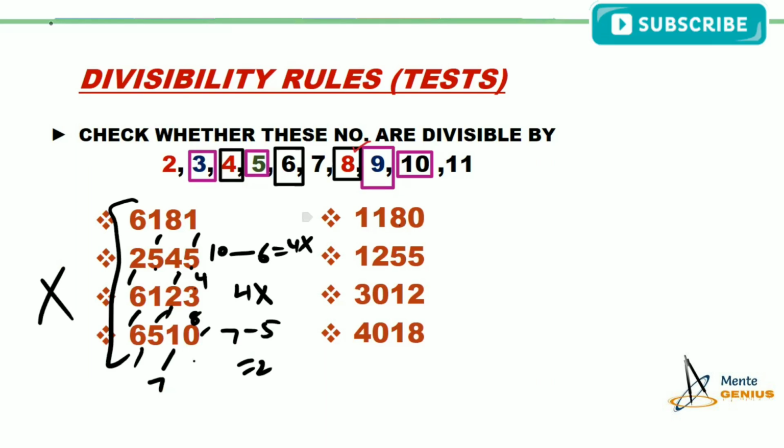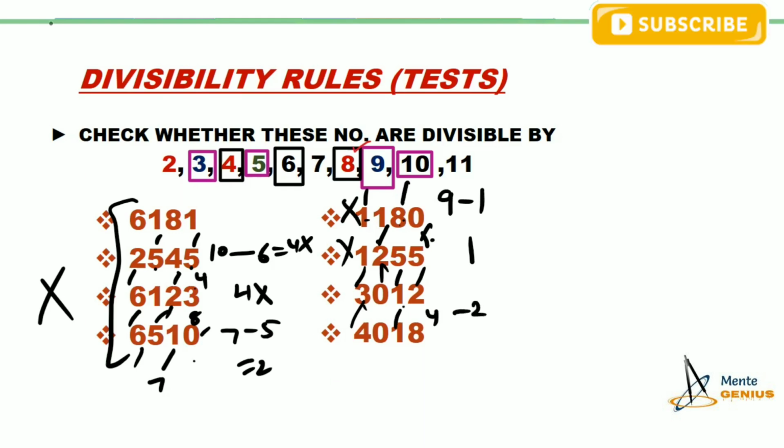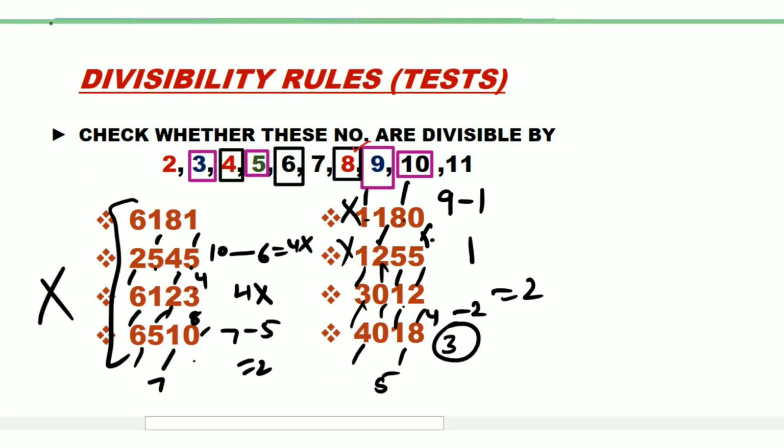Let us check this. 1, 1, 1, 0. 1 plus 8, 9. 9 minus 1. No. 1, 2, 5, 5. 2 plus 5, 7 minus 6. No. 3, 0, 1, 2. 3 plus 1, 4 minus 2. No. Difference is 3 here also. So, no number is divisible by 11. None of the numbers.